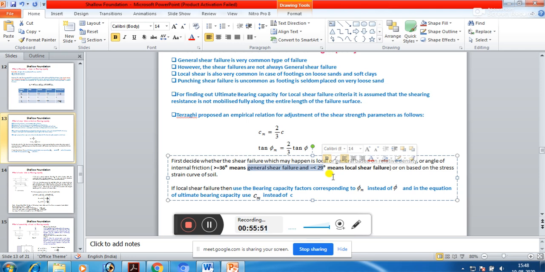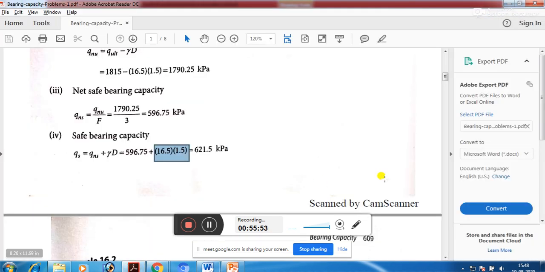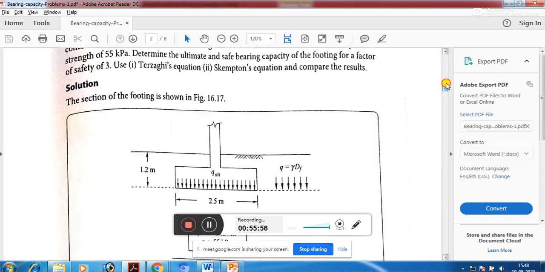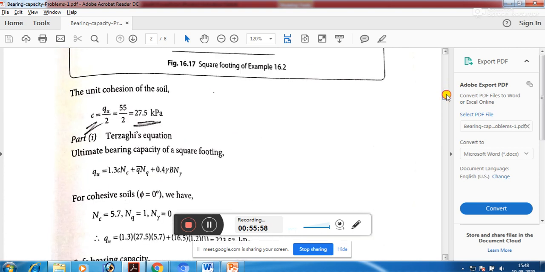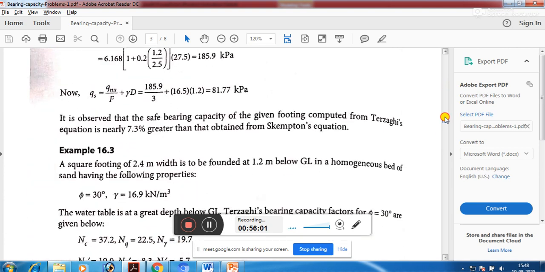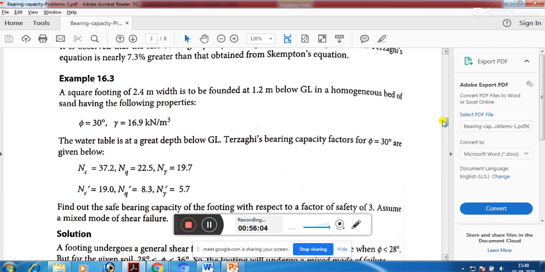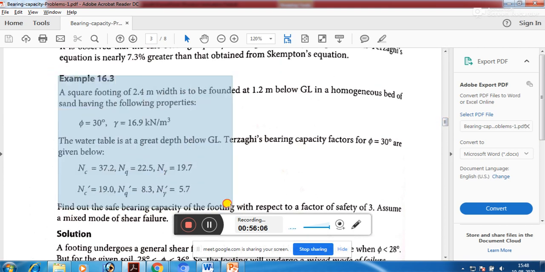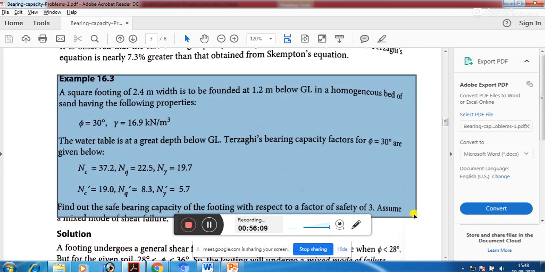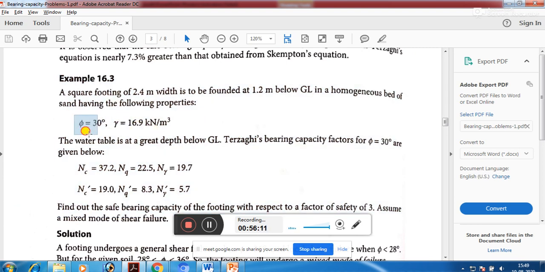The problem definitions, or the problem solutions, I will be sharing with you. It has got one problem relating to that. I will suggest you go through this problem very carefully before we discuss it, maybe in one of the classes. This is problem number 16.3. If you see, the phi parameter is given as 30 degrees. So 30 degrees means it is neither a general shear failure, nor a proper local shear failure. So you need to consider a mixed mode of failure in this case.